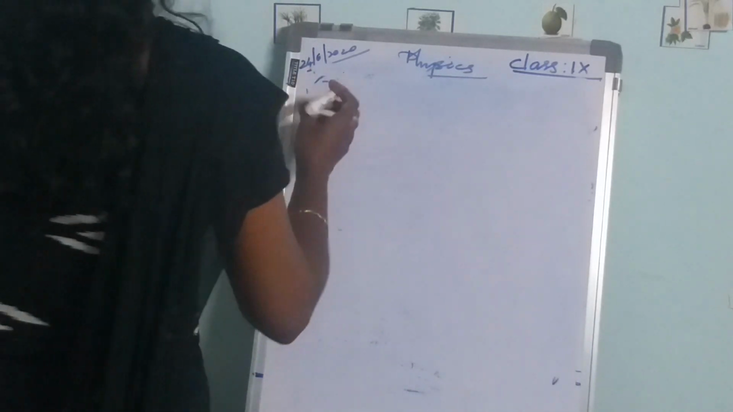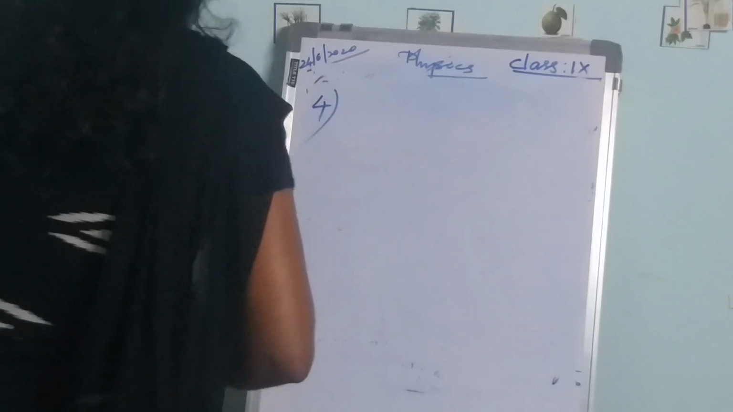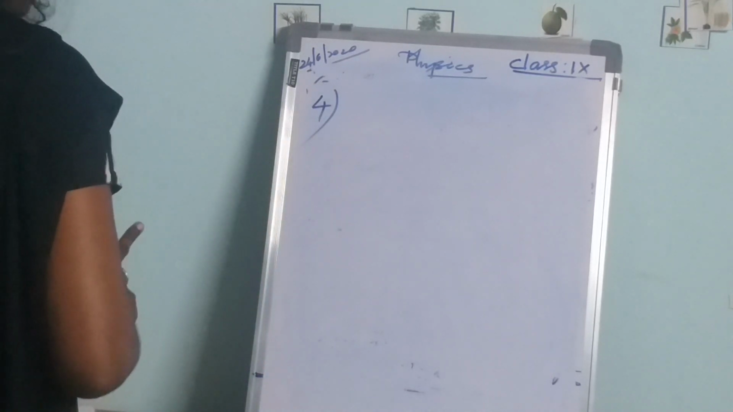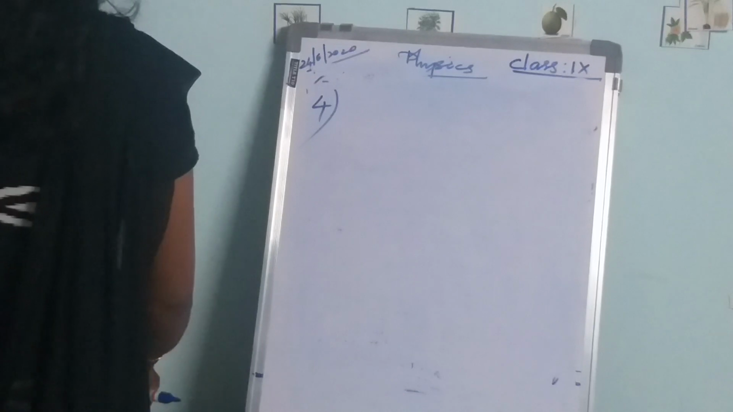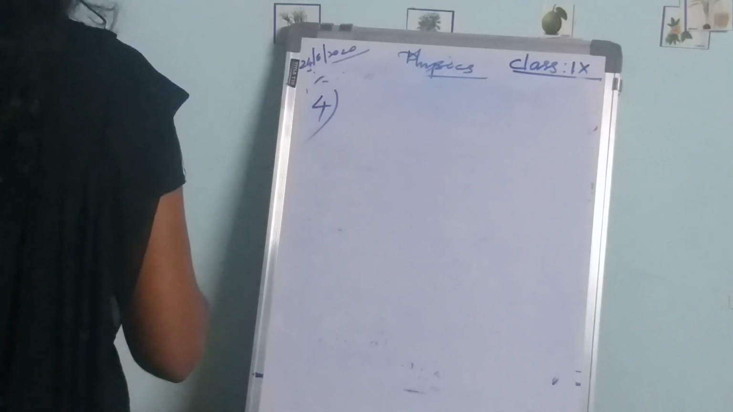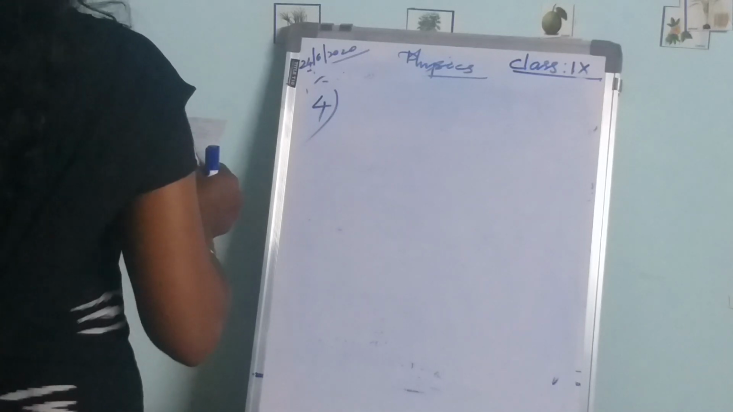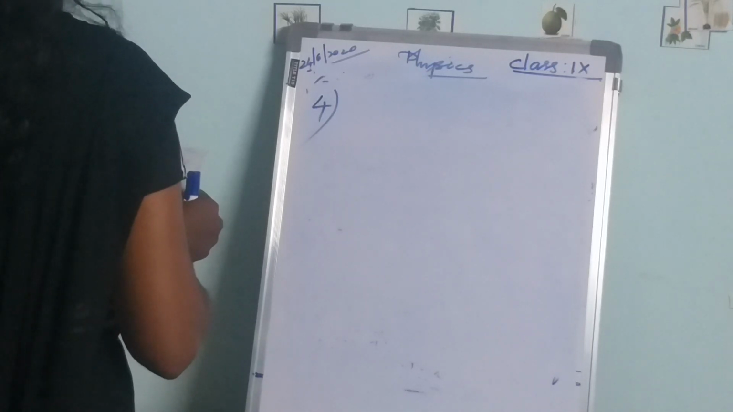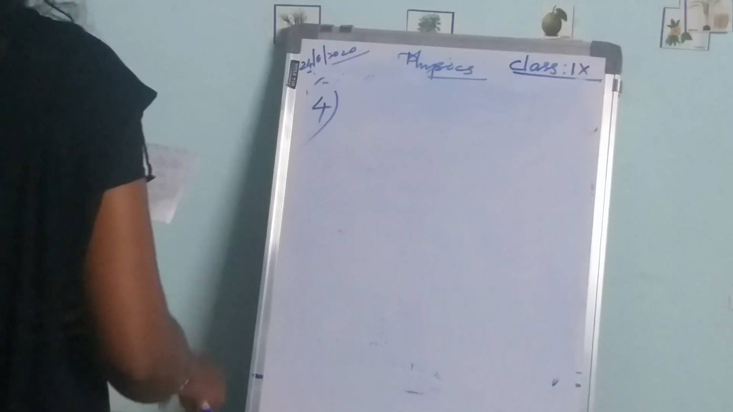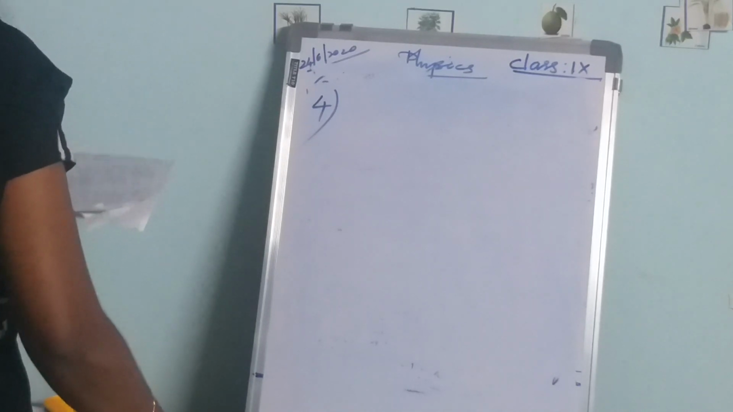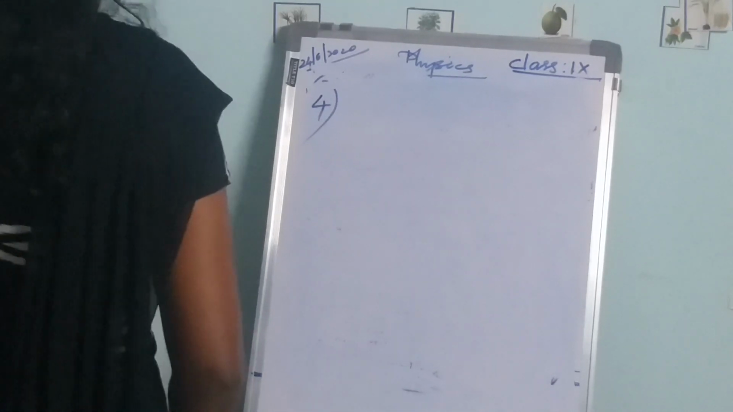Okay. Next, the fourth problem. A boy moves a distance of 3 meters towards south. Then he turns and moves 4 meters towards east. Then we have to calculate the total distance covered and the net displacement of the boy.